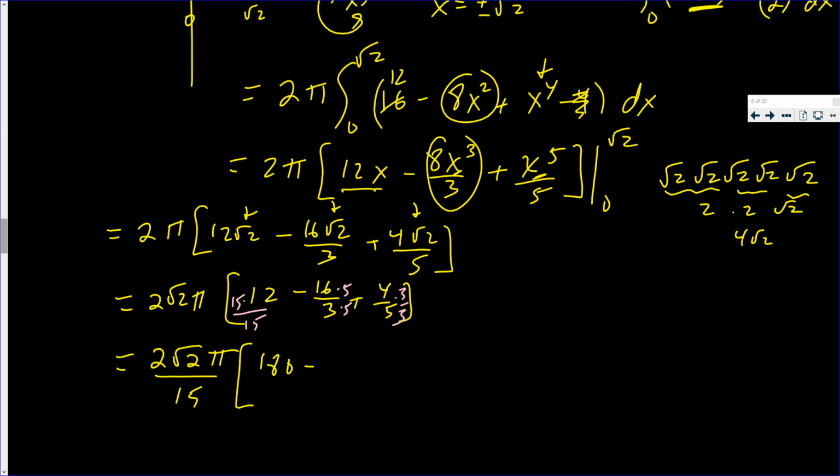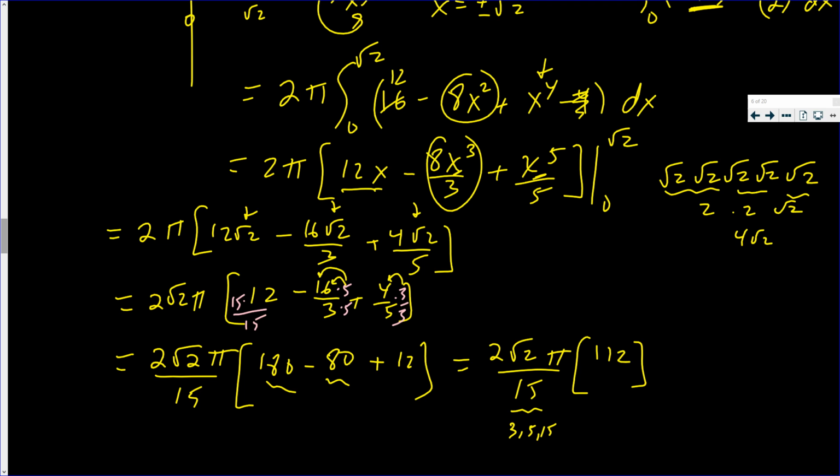Now, the only numbers that go into 15 other than 1 are 3, 5, and 15. Well, 5 doesn't go into that number, because numbers that 5 goes into end in 0 or 5, which is not that number. And if you add up the digits 1, 1, and 2, you get 4. And 4 is not a multiple of 3. So 3 won't go into it, which is good. 112 times 2 is 224. Square root of 2 times pi all over 15. Hopefully I didn't make a silly error anywhere. That is always possible. But it's the concept that matters.